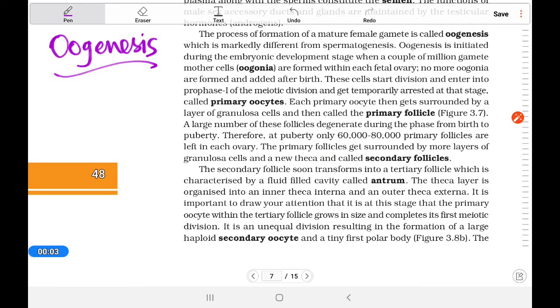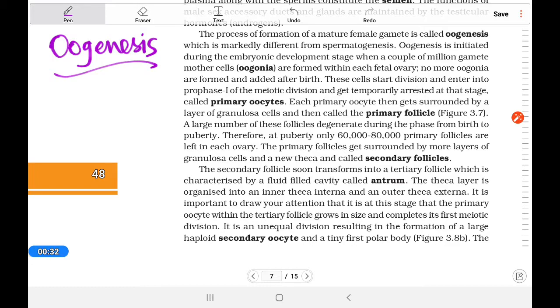Welcome to Bio class. Today we'll discuss oogenesis, after spermatogenesis. Oogenesis means the formation of ovum. Here's the process. In spermatogenesis, we saw the formation of sperm. But here is a huge difference between these two.